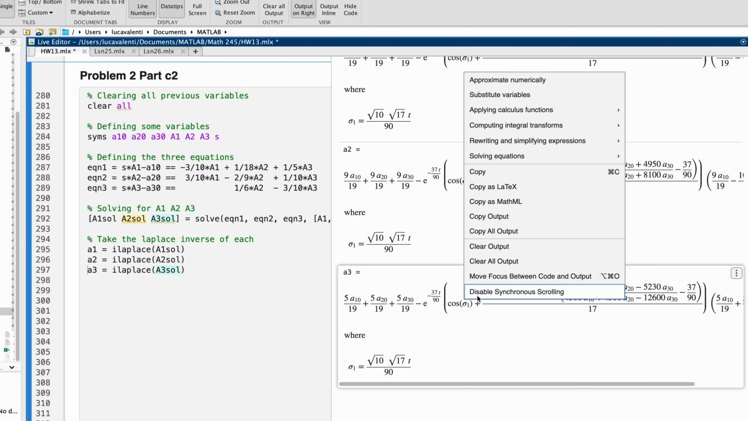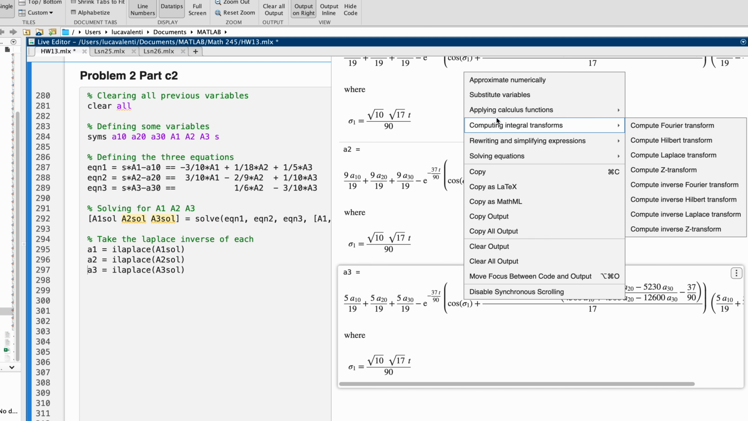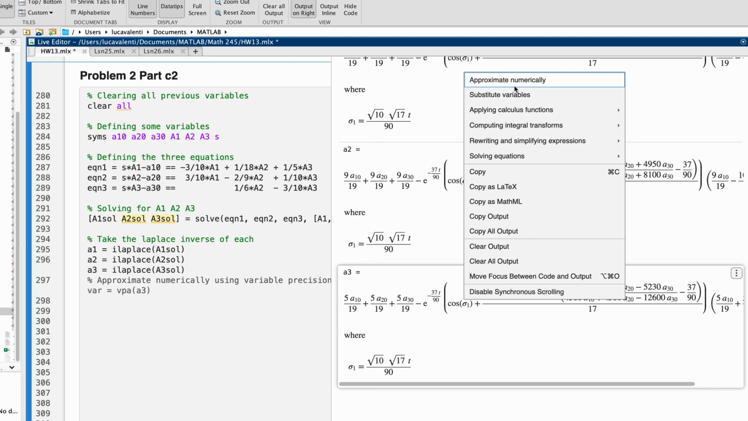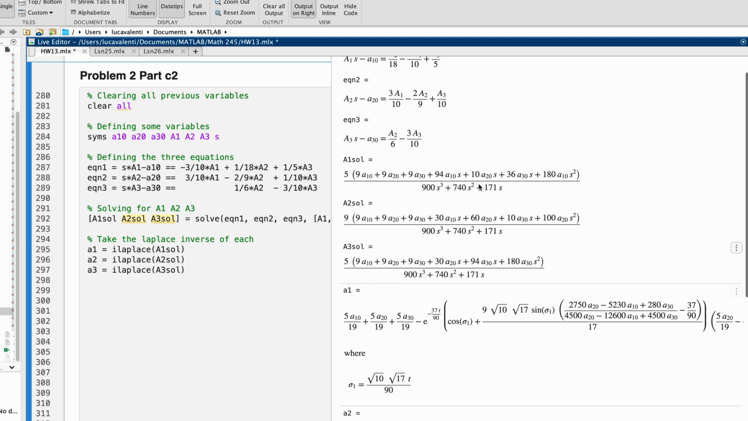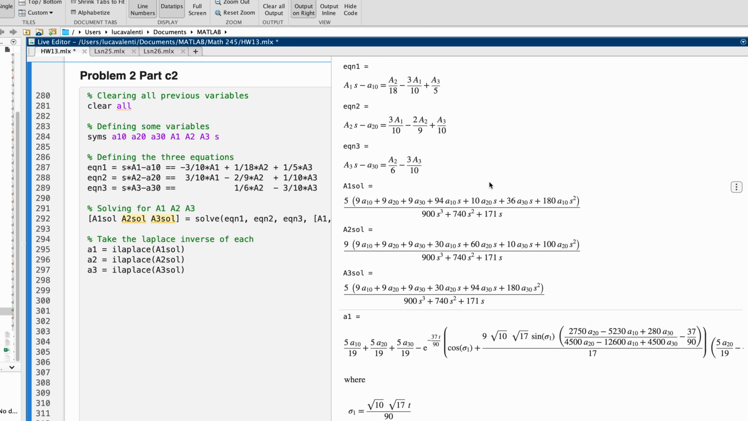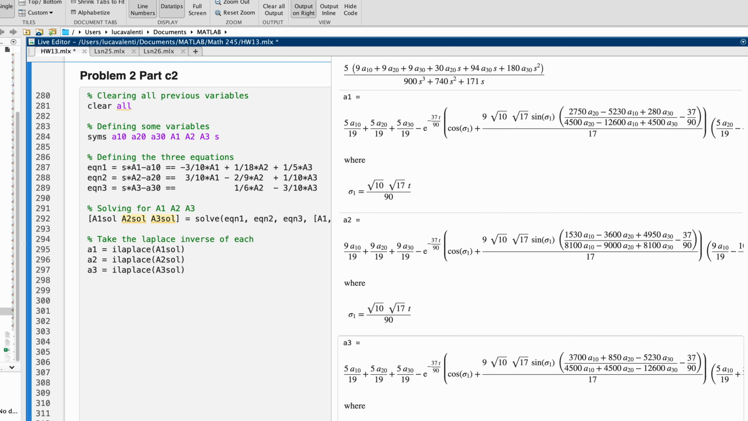So now you could actually take this and approximate numerically, or copy the output and paste it in a Word document and then stick it in your homework. All right? Because if this is what they want, this is what we're giving them. All right. I'll see you next time. And this was it for part C2.